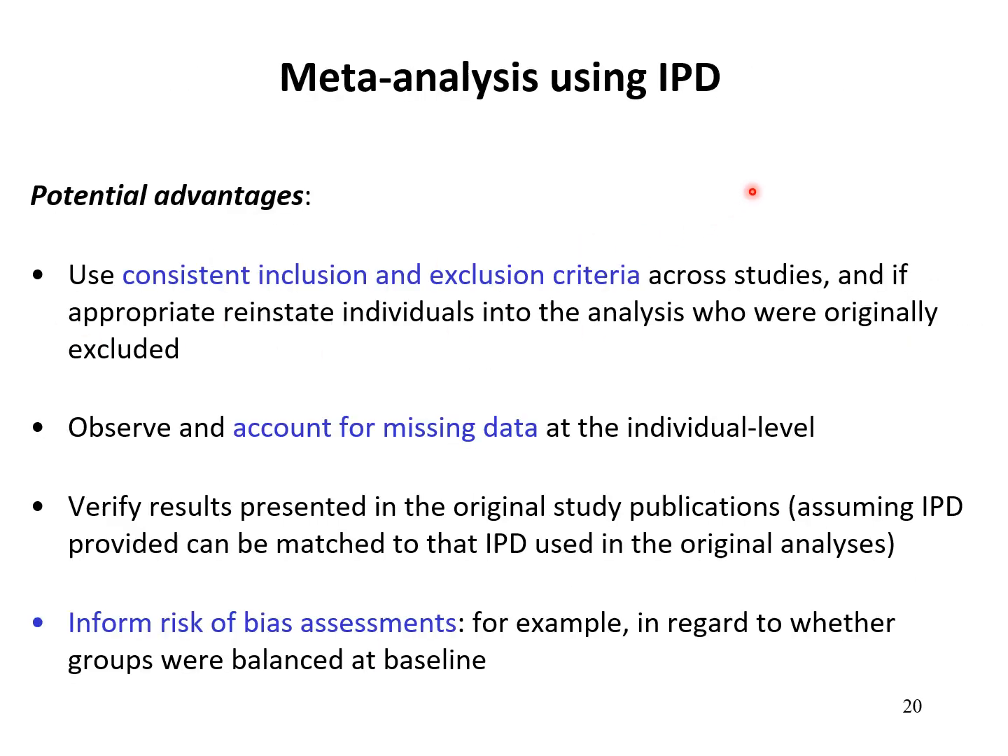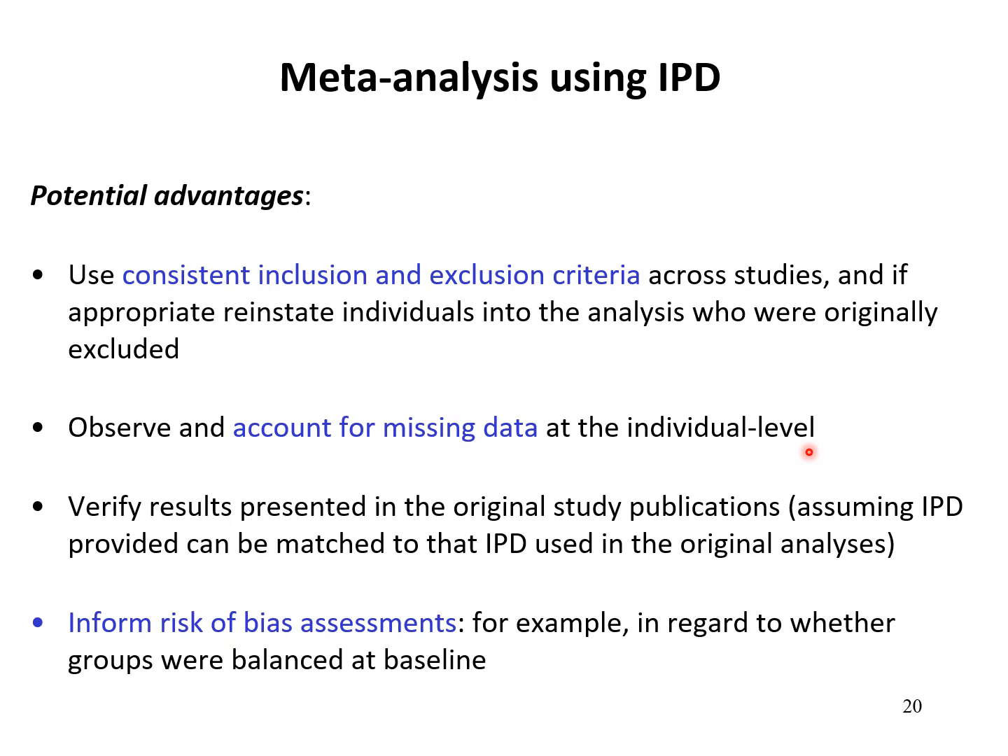So we've got the richness of having the individual information. This leads to many potential advantages for those doing meta-analysis. For example, we could use our own inclusion and exclusion criteria across studies, which may be different from the original trials or studies that they used. We could even reinstate individuals into the analysis who were originally excluded. We could observe and account for missing data at the individual level.